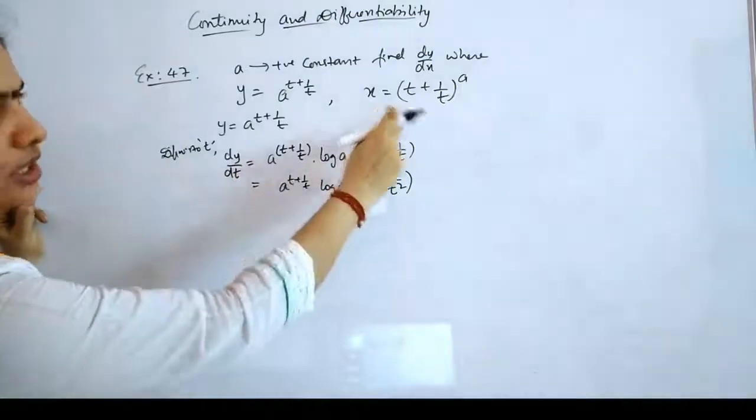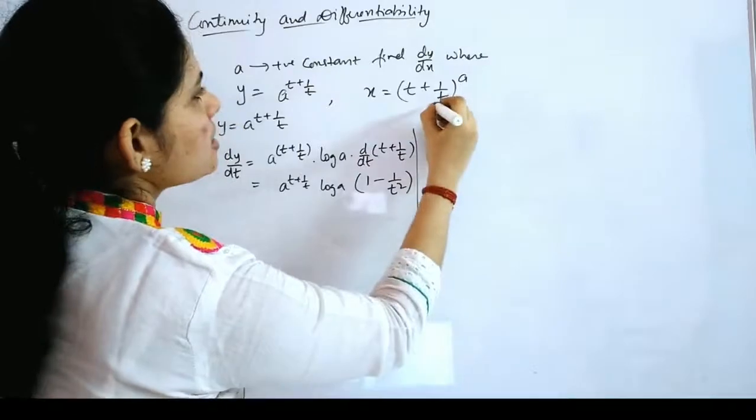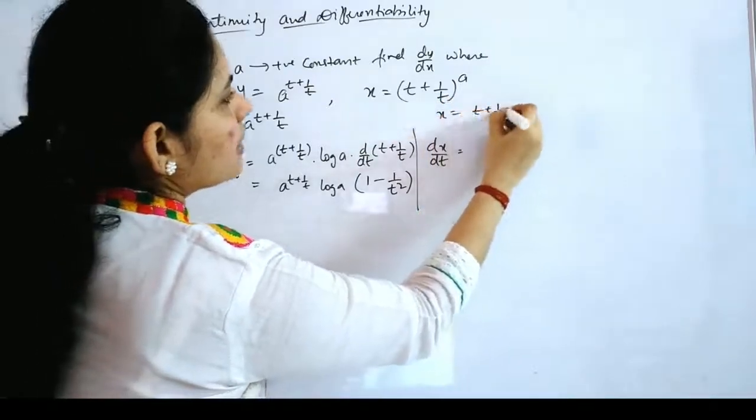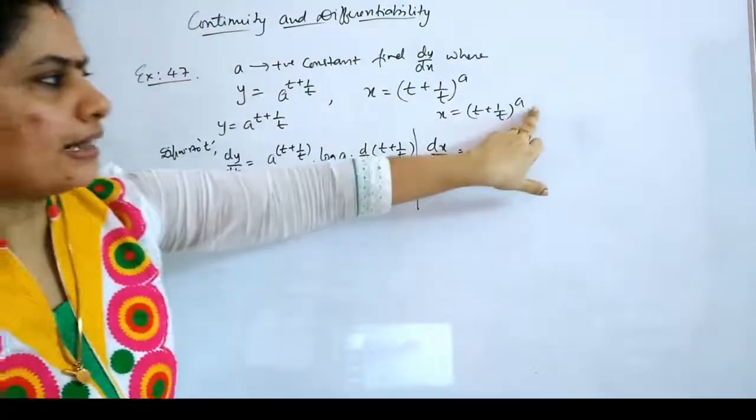Now you have to go for what is dx by dt. What is x equal to? t plus 1 by t the whole raised to a. So you have to just look at this.